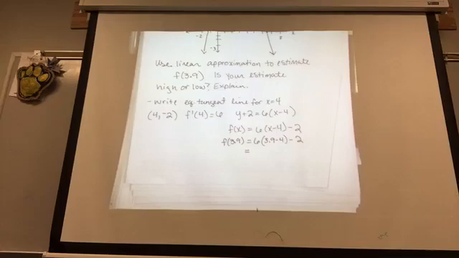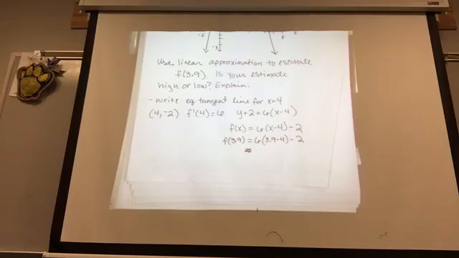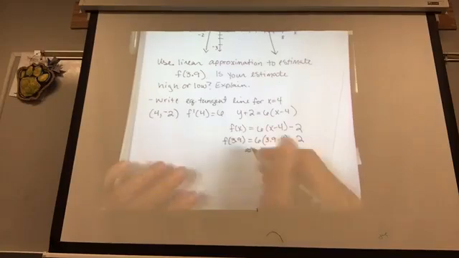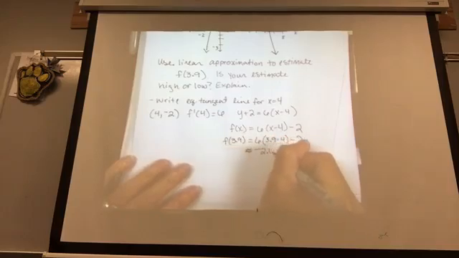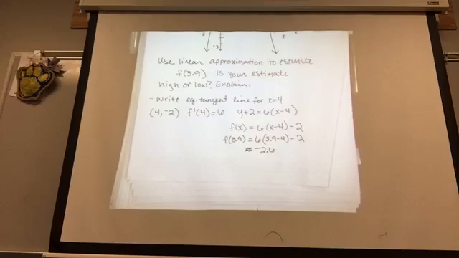Okay, what does that equal? Or it's an approximation. If you have your calculator out, you can type it in: 6 times 3.9 minus 4 minus 2. Negative 2.6. So f of 3.9 equals approximately negative 2.6. So we answered the first part.